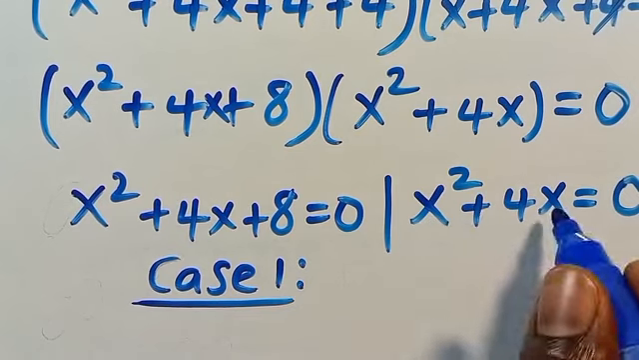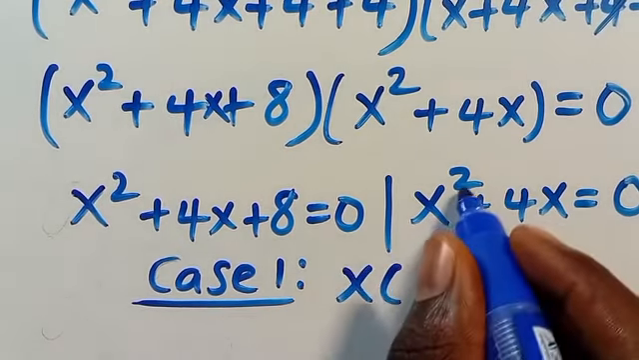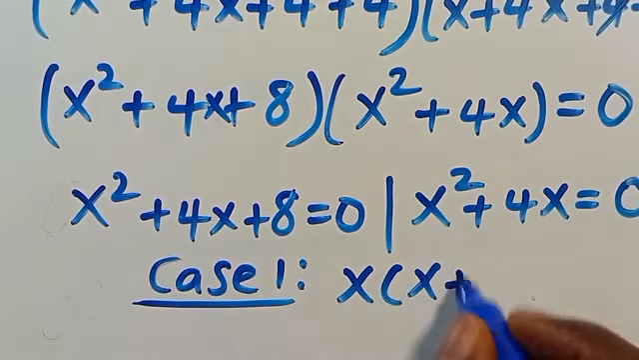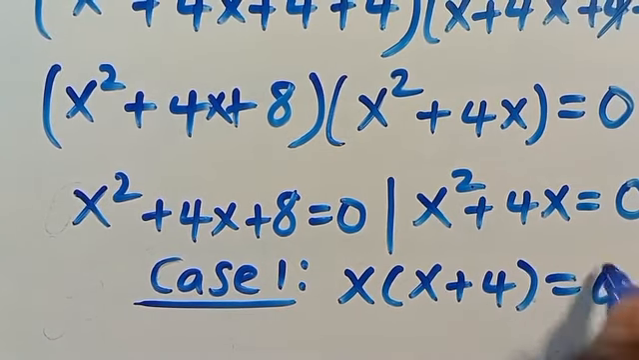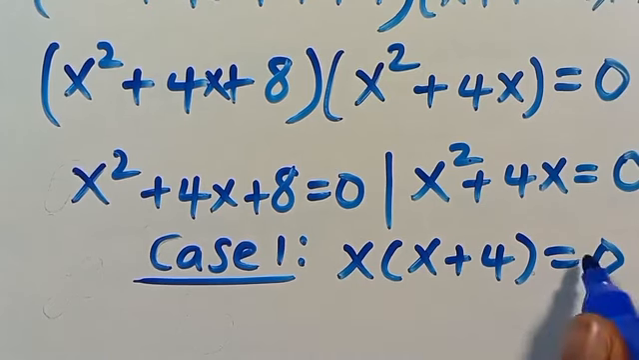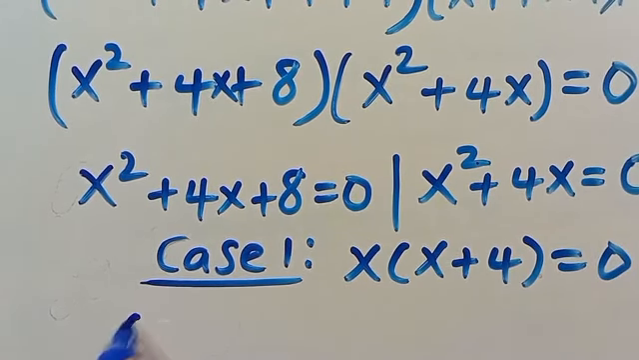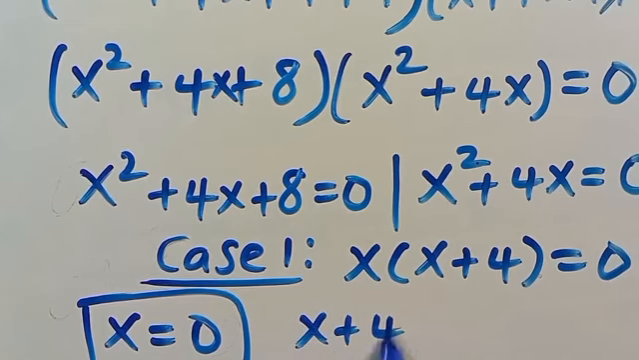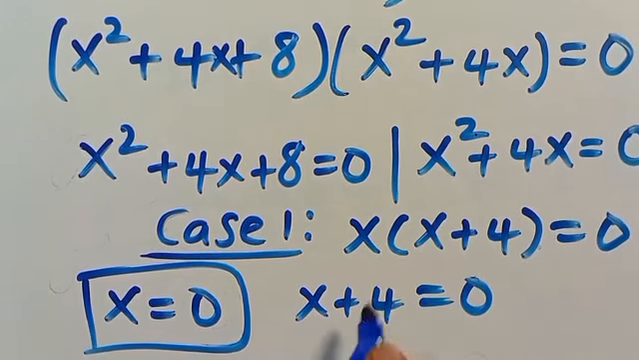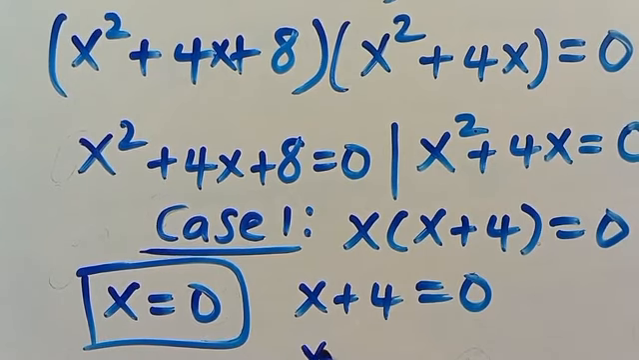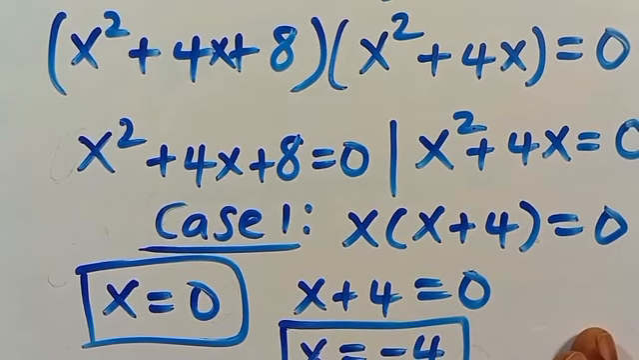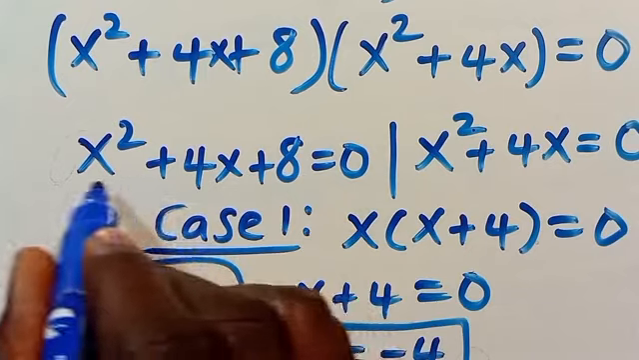We can factor x from here. So here will now be x squared divided by x will give us x, plus 4x divided by x will give us plus 4, then equals 0. So for this again to be equal to 0, either we have x equal to 0, this justifies the previous solution, or we have x plus 4 equal to 0. So from here, x equals minus 4. This is another solution for the problem. Now let us solve for this as well.